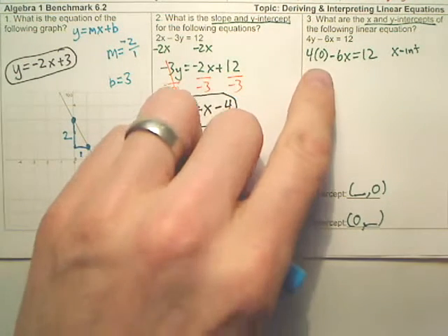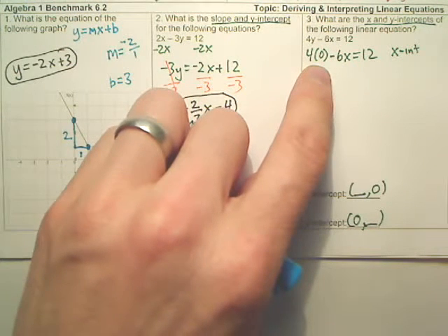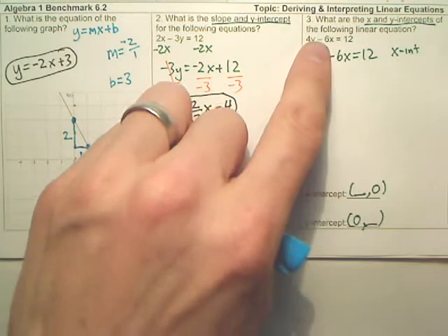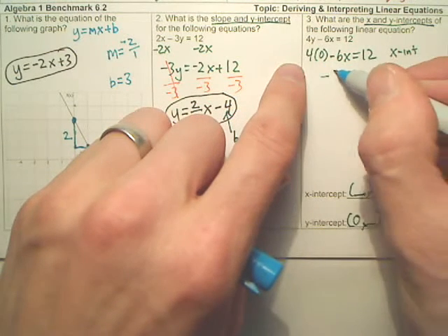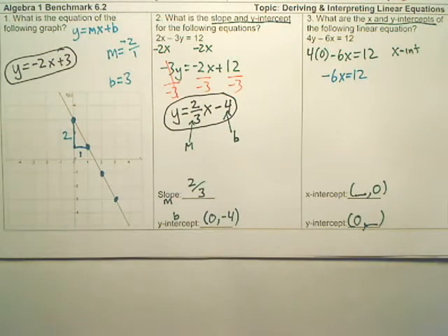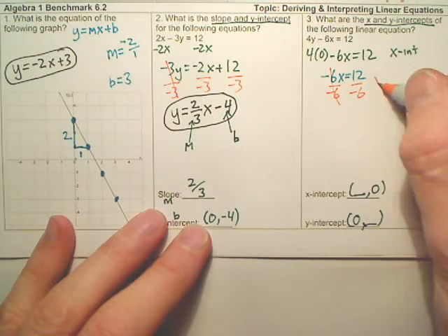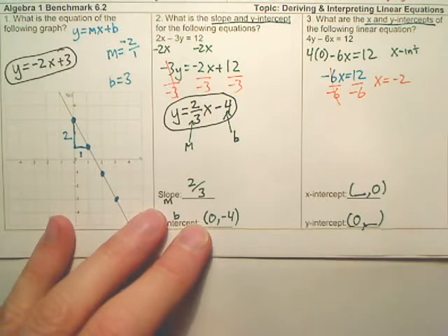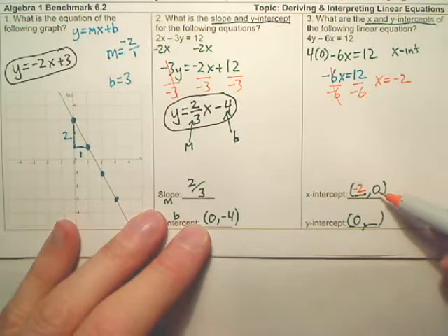Now, did I really have to plug the 0 in, or could I just cover that up? Doesn't 4 times 0 give me 0 and it disappears? So technically, you actually don't even have to plug the 0 in, but I'm showing it to you anyways. When you solve that, what do you get? You're going to get x equals negative 2. X-intercept is negative 2 comma 0.